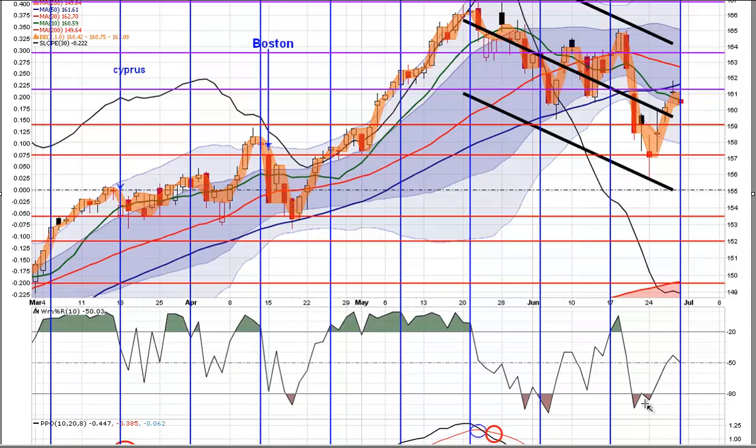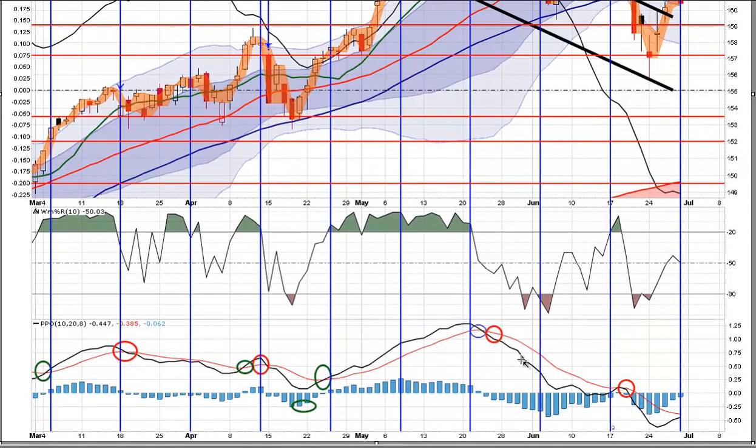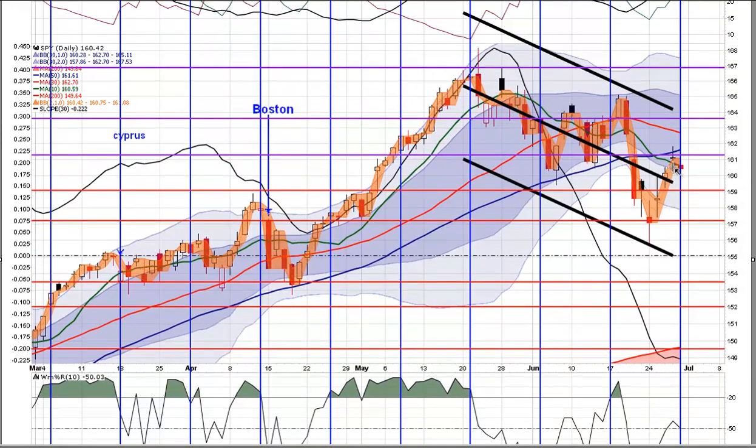Williams percent R here, we're coming out of oversold conditions now at the midpoint at minus 50, right in the middle of the 10-day trading range. The percent price oscillator has had an extended downward move over the last 30 days and is just about closing the jaws right here as it approaches the zero line, which suggests that maybe this leg is down.